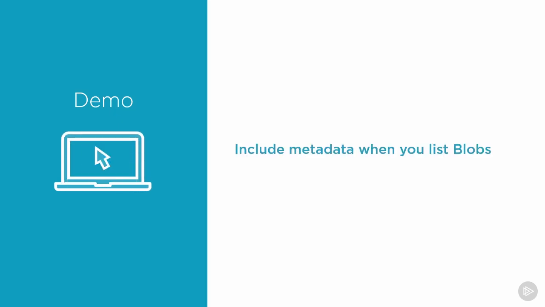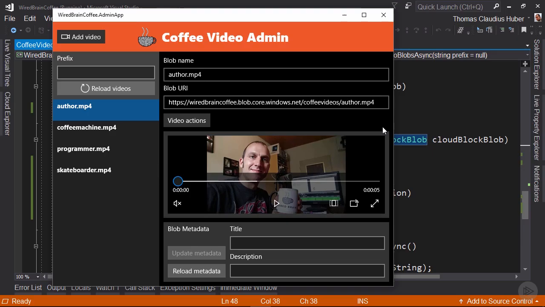In this demonstration you will learn how to include metadata when you list blobs. Let's switch to Visual Studio. In the previous clip you learned how to load metadata for a blob. When the user clicks on this Reload Metadata button, the metadata is loaded. In this case, the metadata for the author MP4 file.